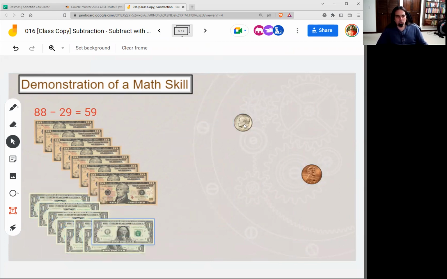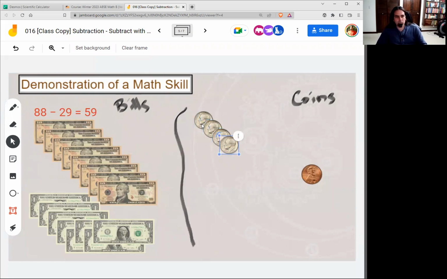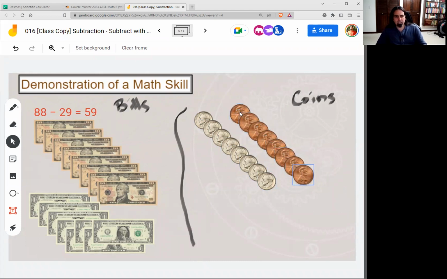If I'm doing it with coins, so here we are, totally different problem, or a different version of the same problem. Then I need 88, so 10, 20, 30, 40, 50, 60, 70, 80, and 8. 1, 2, 3, 4, 5, 6, 7, 8. I want to take away 29.